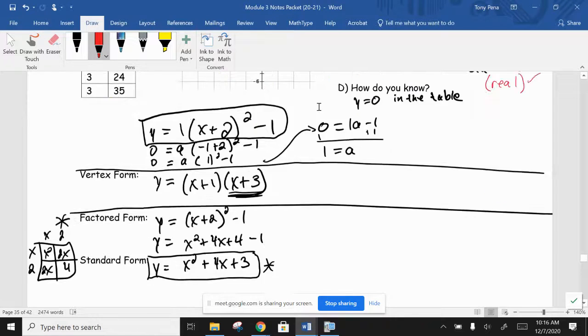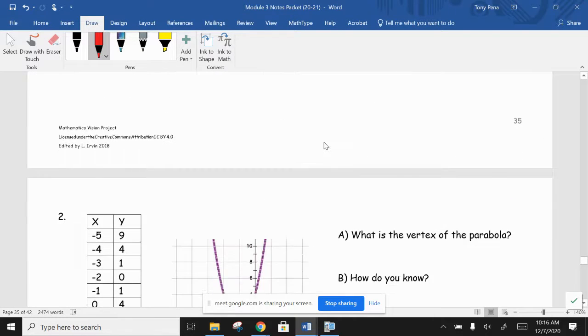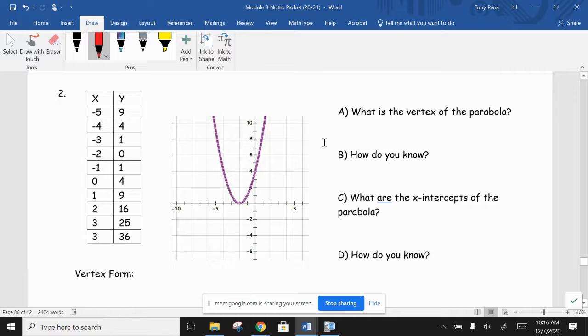All right, let's go to the next one. So answer letter A, that we should be able to do. You can either look at the graph, or you can look at your table. We know how to find the vertex using both of those models.